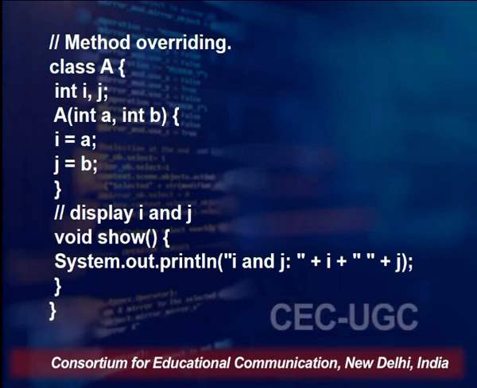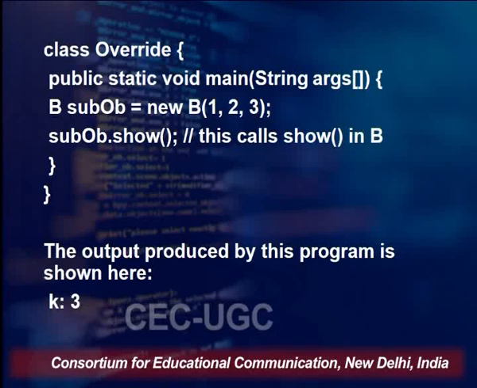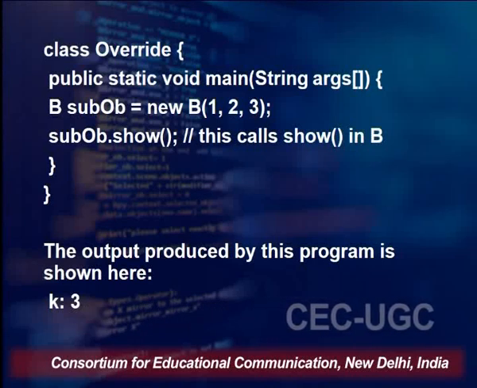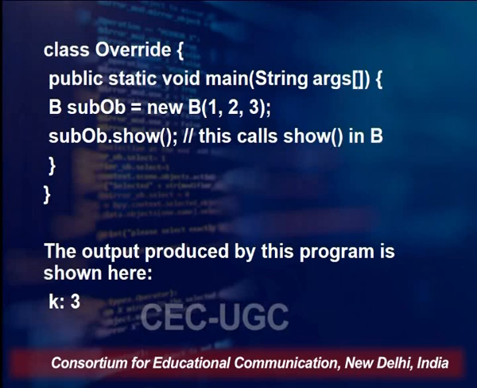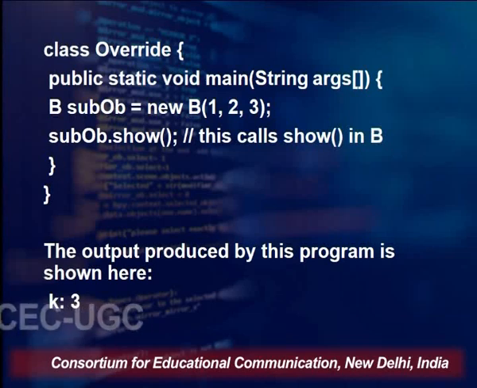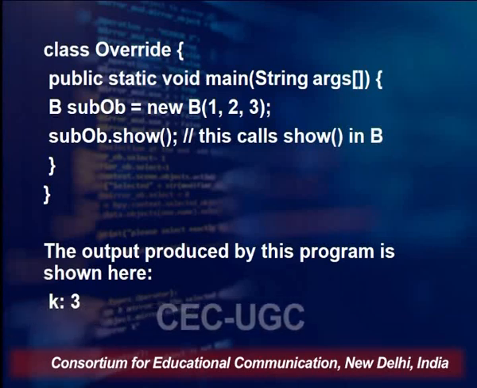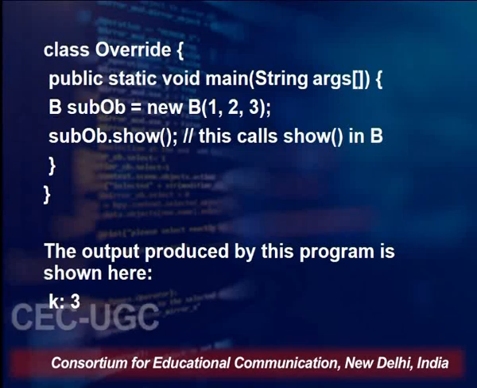Now what is going to happen when we instantiate the class B and call show with the object of class B? Let us see this. We have a class Override, public static void main. Within the main function we have instantiated our class B. The name of the reference variable is subOb equals new B(1, 2, 3). 1 and 2 will be given to i and j, and 3 will be given to k. And now we are saying subOb.show.